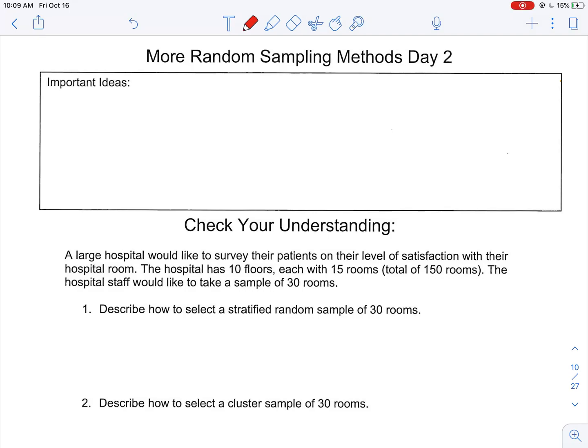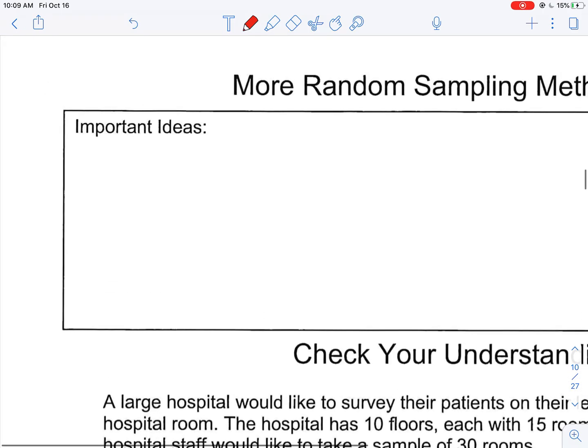Random sampling methods, day 2. We've already talked about cluster sampling. We've talked about stratification in sampling to represent groups and individuals equally when we're doing these sampling methods. So let's talk a little bit more in depth and get down to what are the benefits of these sampling methods and applying them to some more situations. Let's go.